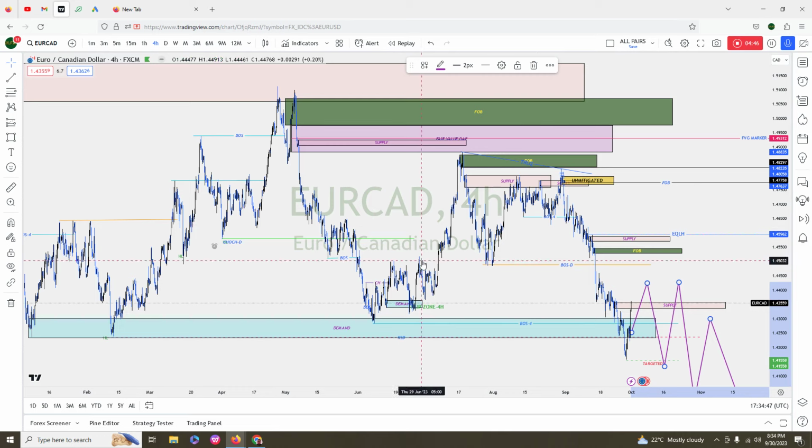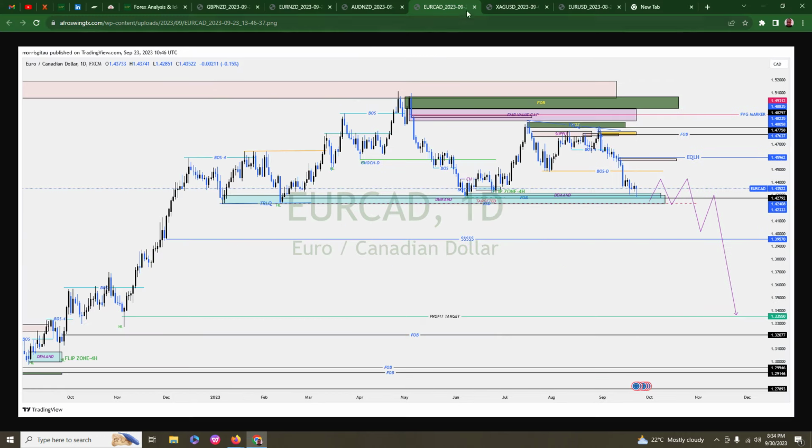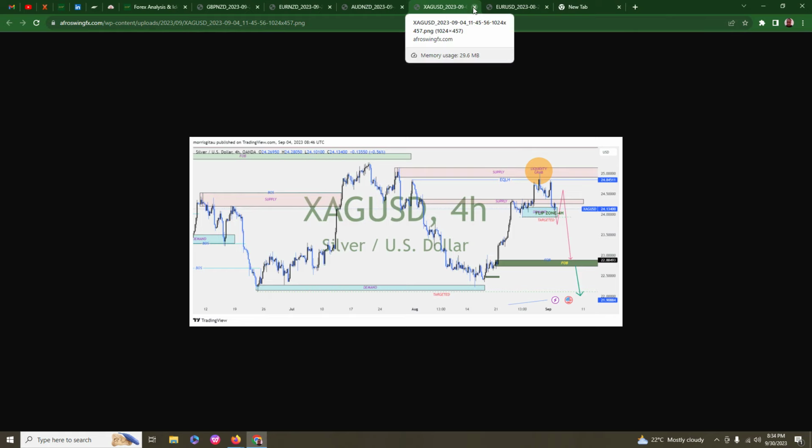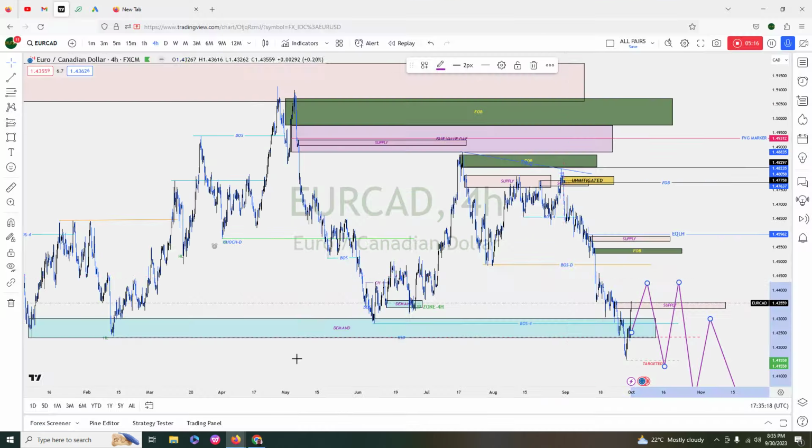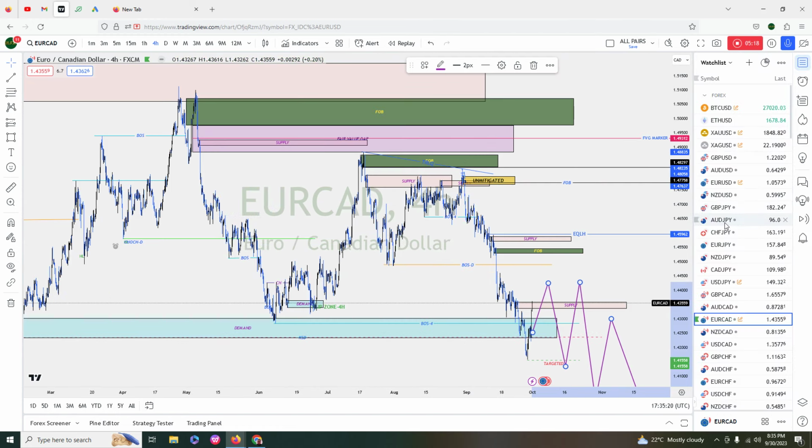So the next in line will be, so let me just close that. Next in line will be GBPNZD. So this is one of my favorite pairs. So at the time of this analysis, September 24th, we had just touched and reacted off this demand zone, and we had option one, the break, correction, and continuation, or we had a consolidation, break, then continuation. So let's see what happened in the market. That is GBPNZD.